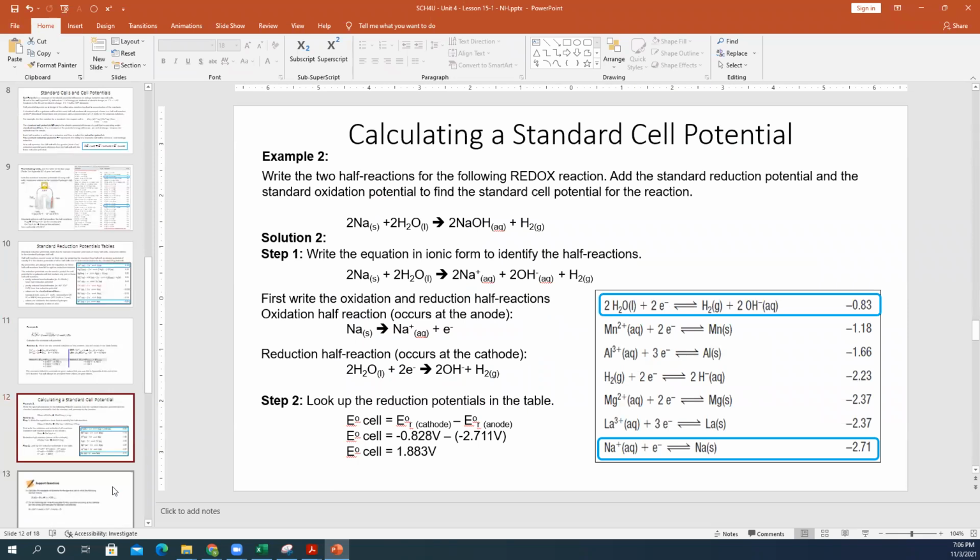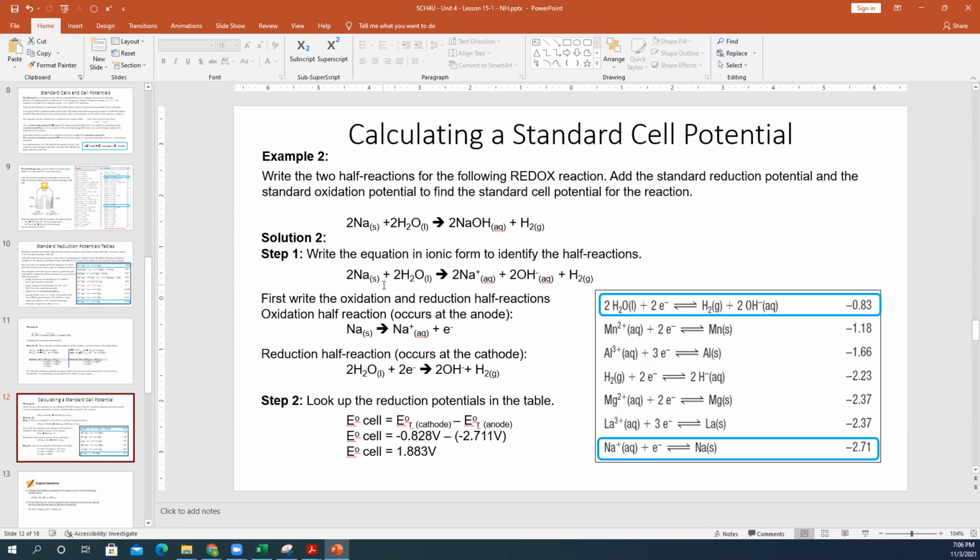Now, how to calculate a standard cell potential? Let's look at another example. You've got a redox reaction, and it says write the two half reactions for this redox reaction and add the standard reduction potential and the standard oxidation potential to find the standard cell potential for the reaction. So here you're being told to write the two half reactions. Let's do that first.